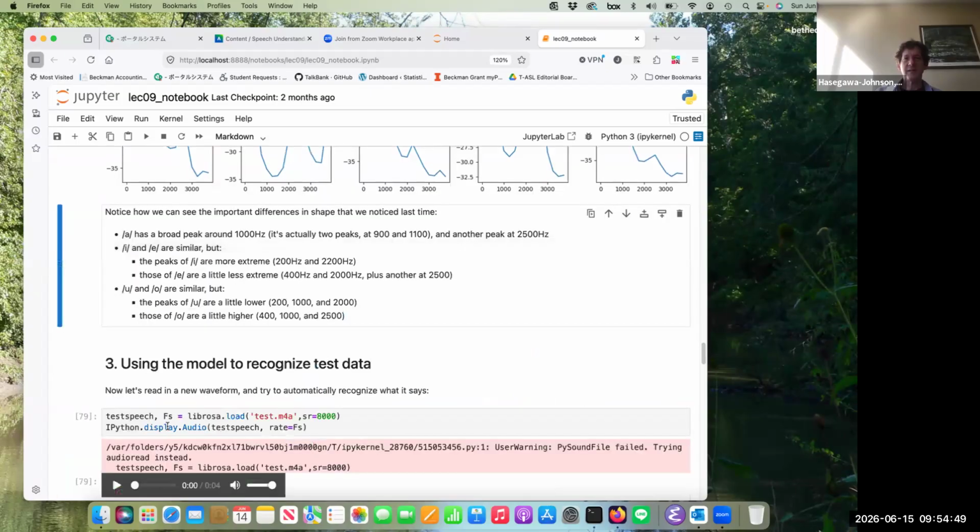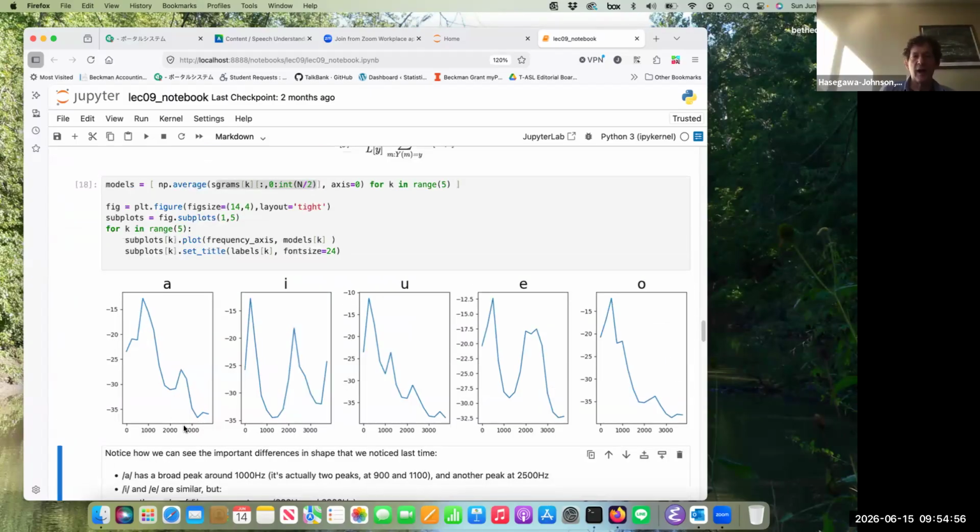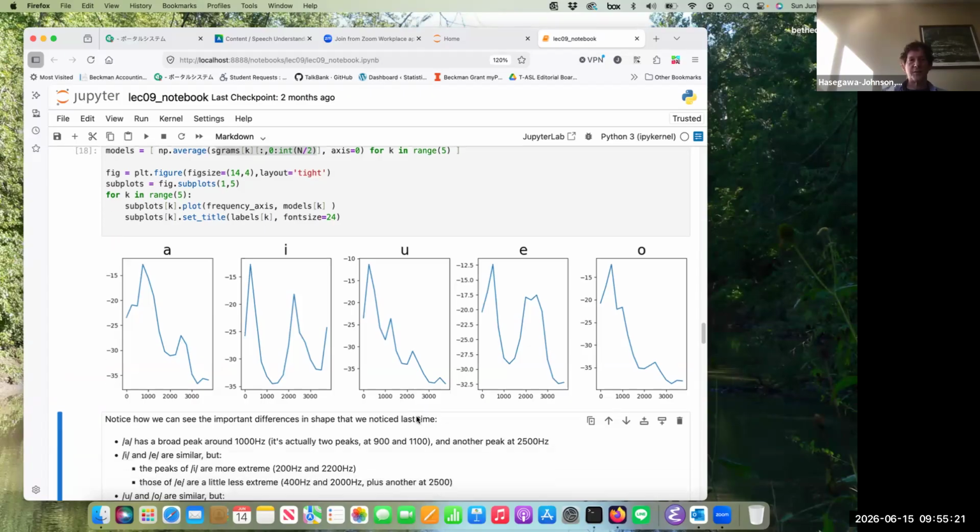All right, so we can take those and use them as examples. We're going to call that the model. This is a model of an A. That's what an A should look like. It should have a spectrum, a log magnitude short time Fourier transform, that looks like this. E, this is a model of E. It should have a spectrum that looks like this. U should have a spectrum that looks like this, and so on. So we're creating a model separately of each of these 5 vowels. And now all we have to do is use them in order to recognize the speech.